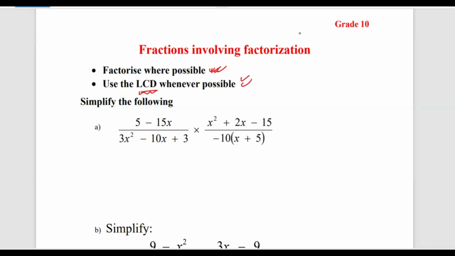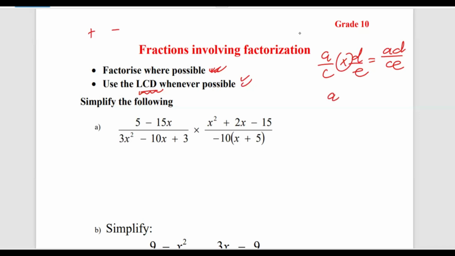LCD or LCM will only be applicable where we have a plus or minus in between the fractions. Then we shall use the plus or minus. Other than that, we're just going to do the multiplication. Just to remind ourselves, if we have A over C times D over E, when we multiply this, it will be A times D. In other words, we look at the numerator separately and the denominator separately. So that's going to be AD over CE. That is if you're dealing with multiplication.